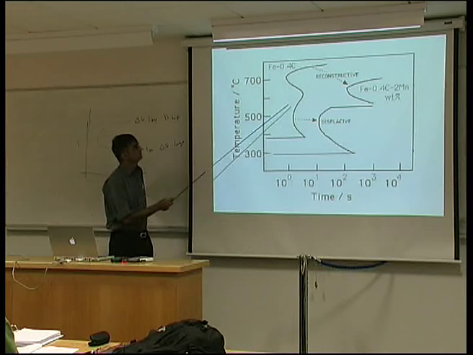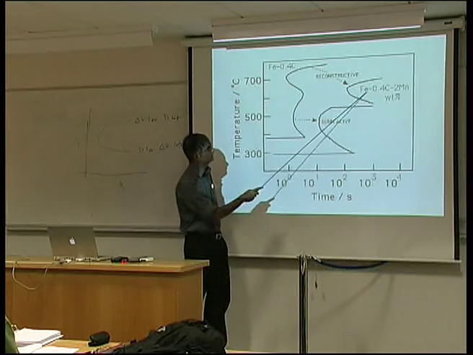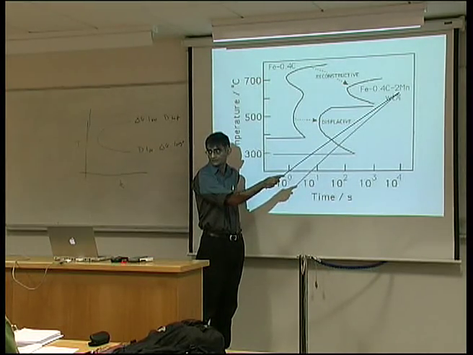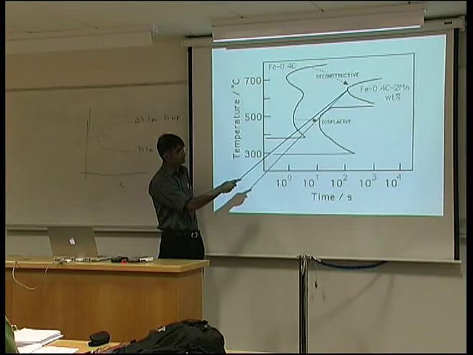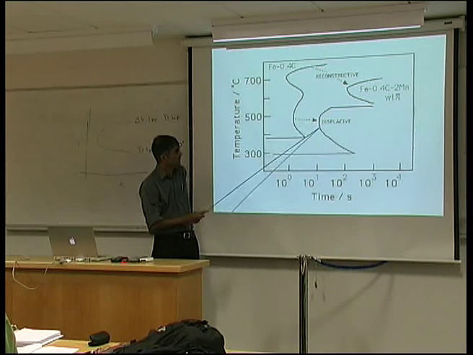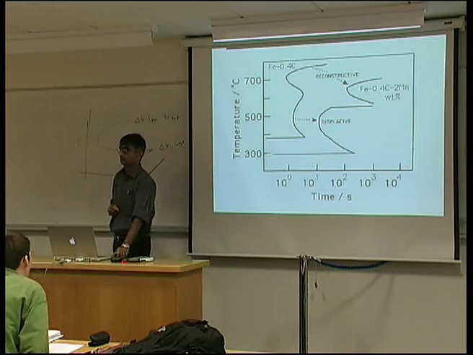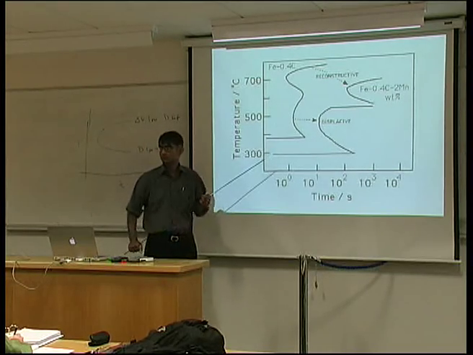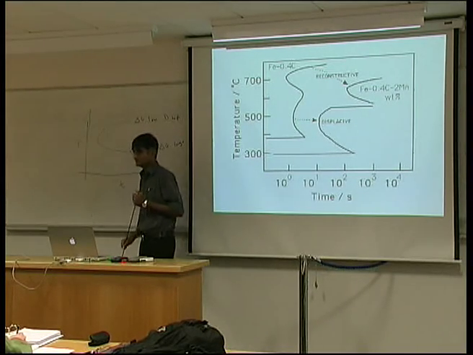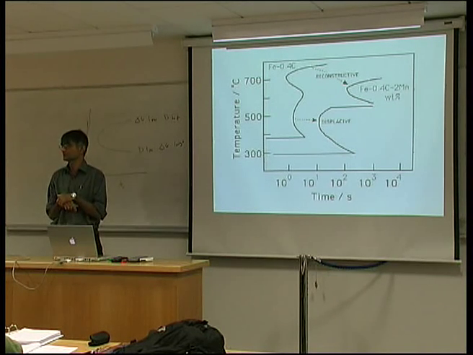Now, notice over here that if I compare the iron-carbon alloy with the iron-carbon with some manganese added, then the effect on this C-curve is much greater than the effect on this C-curve. Note that this is a logarithmic scale here. Any ideas why the reconstructive reaction is affected much more than the displacive reaction by the addition of alloying elements? It's due to diffusion.